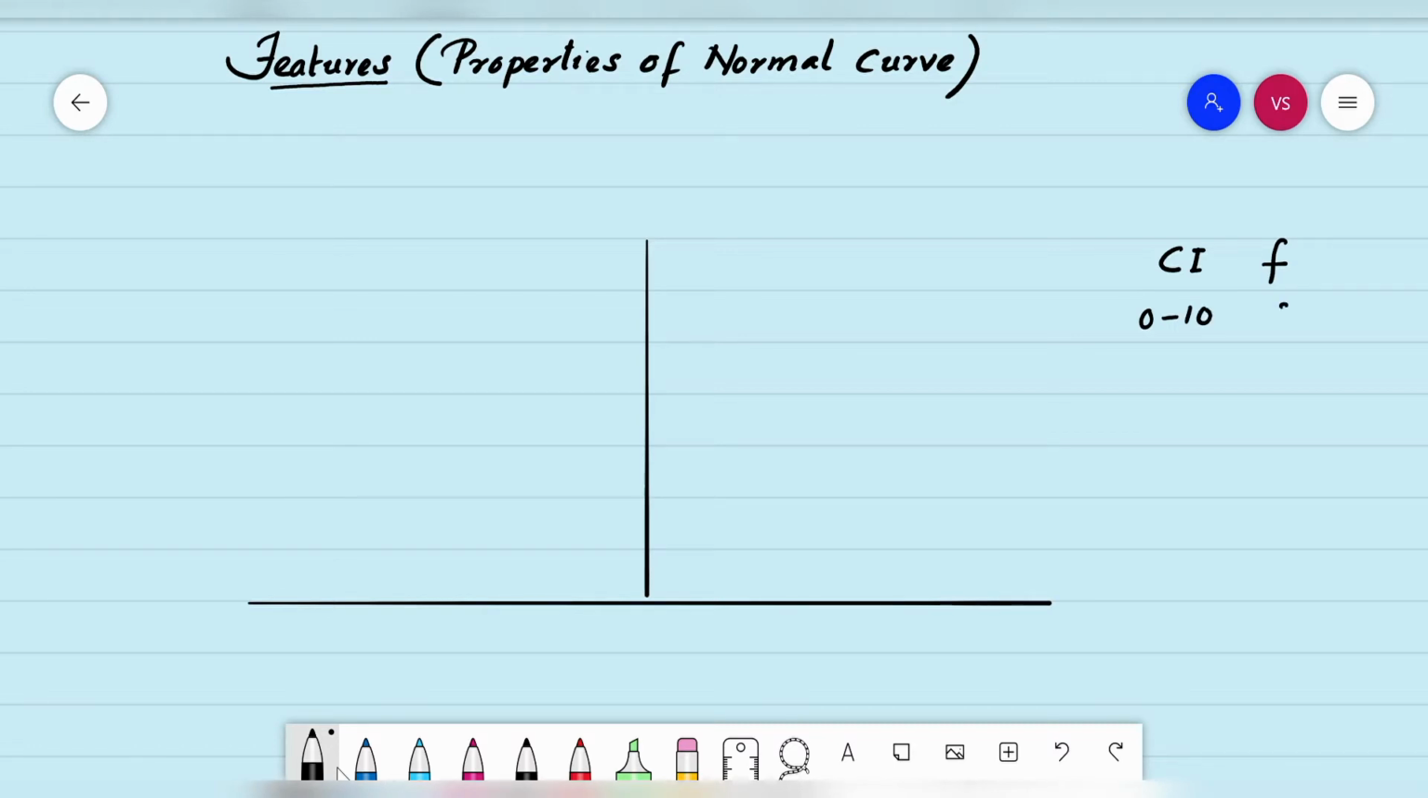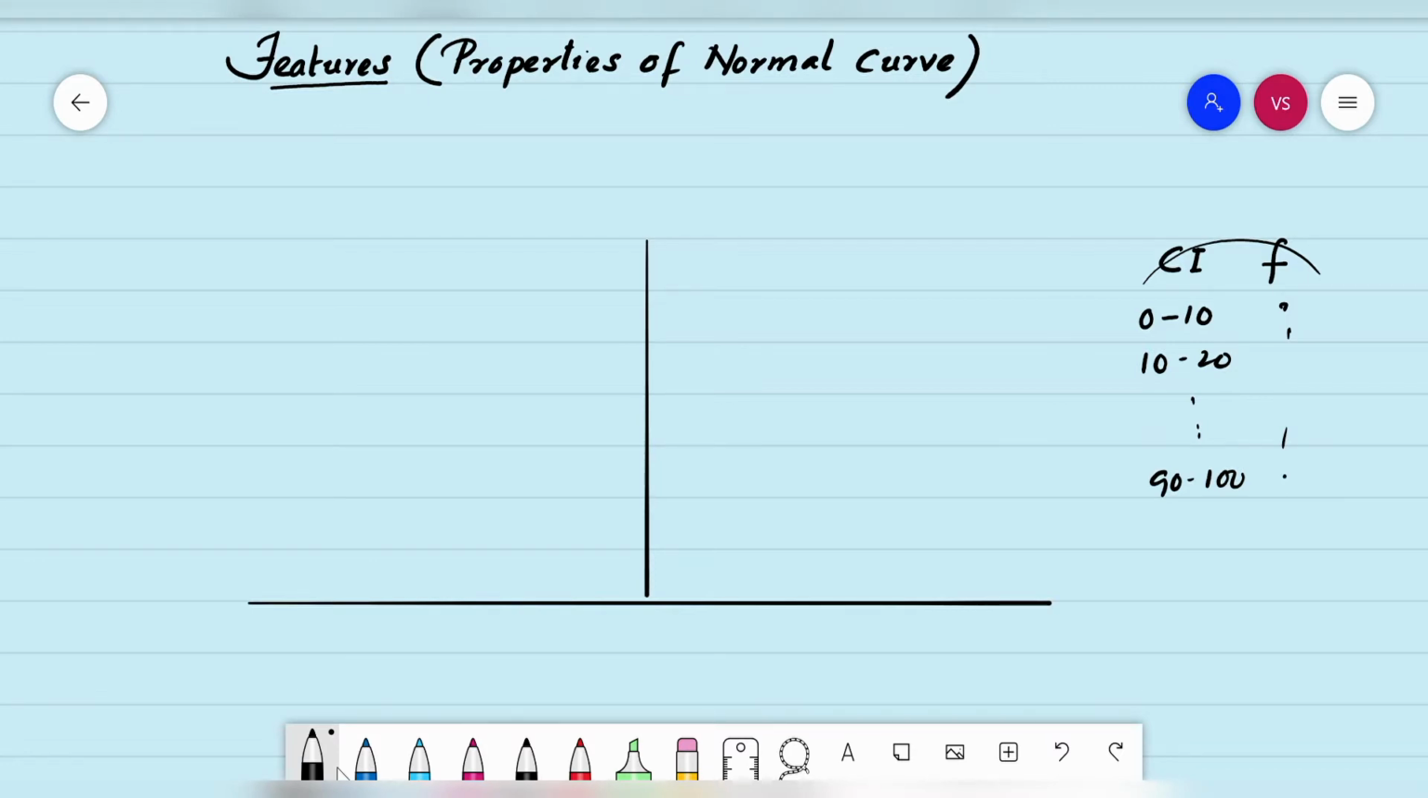We can just get some data, right? 10 to 20, some data. 20 to 30, like this. We go on having data till 90 to 100. And this is what we call marks of students in a particular class who have written the examination for 100 marks, ranging from 0 to 100. So the students are being grouped according to the marks that they have scored.